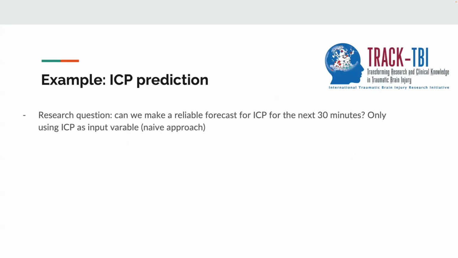More specifically, our research question is: can we make a reliable forecast for ICP for the next 30 minutes? We thought this was a good time horizon because that would mean that you still have time for an intervention. And for our model, we only used ICP as the input variable. This might be a little bit of a naive approach, since I think it's been shown that a lot more things are related to ICP. But obviously, it is very nice if you would only need to record ICP to make a good prediction. That means that we are much less reliant on other values.